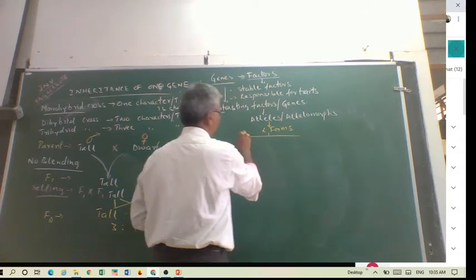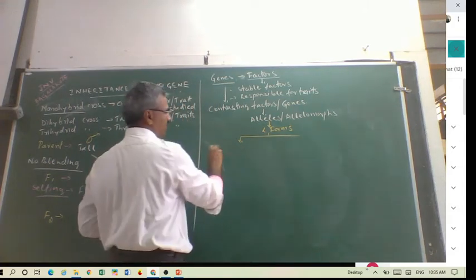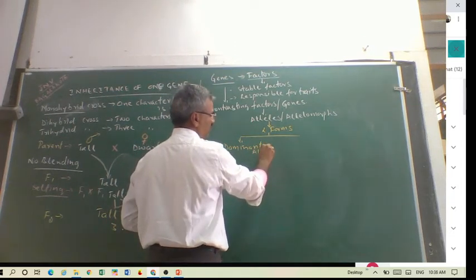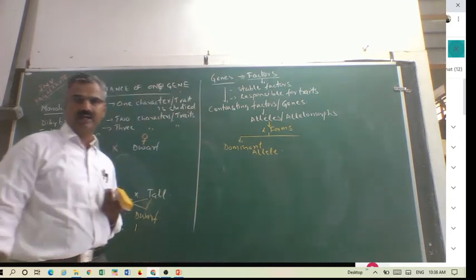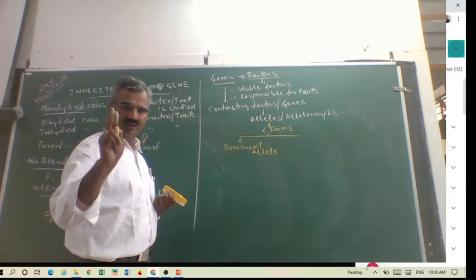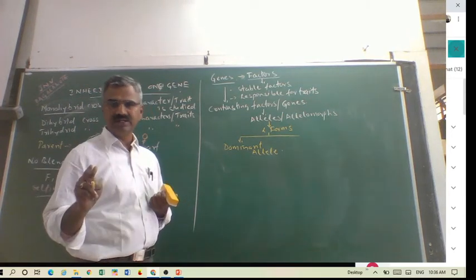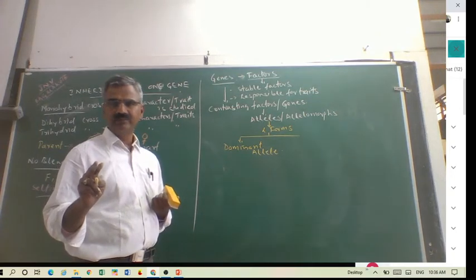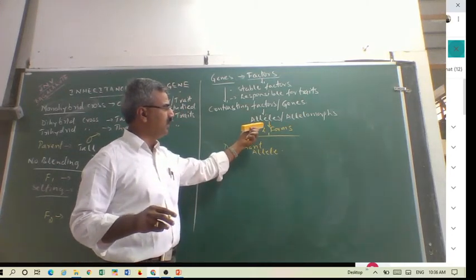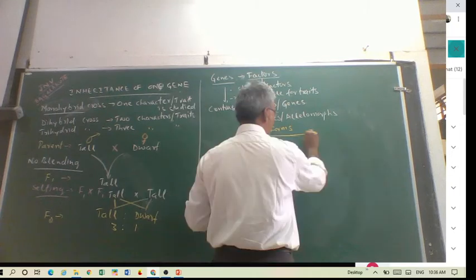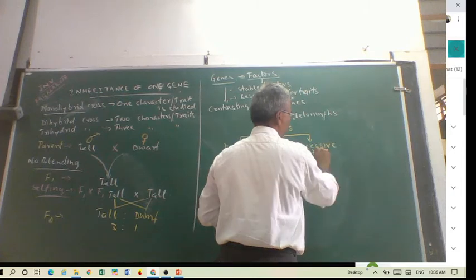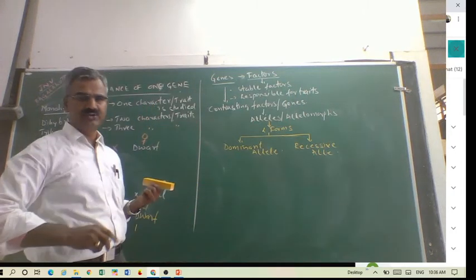So one is said to be the gene or allele which is said to be dominant allele. There are two different forms which are contrasting. What do you mean by contrasting? Very good, opposite. So one allele or one allelomorph is said to be the dominant allele and another allele is said to be recessive allele. So these things you should understand properly.